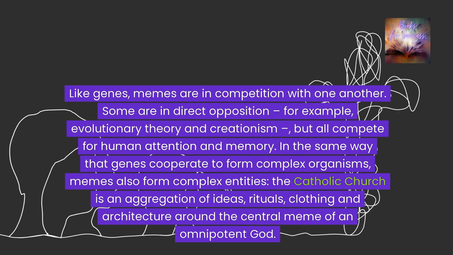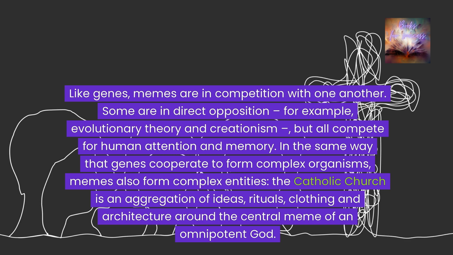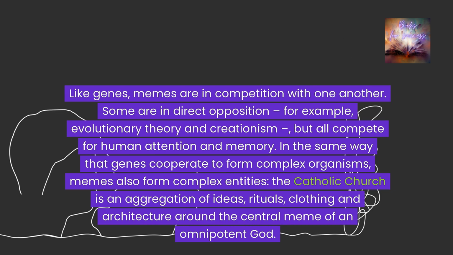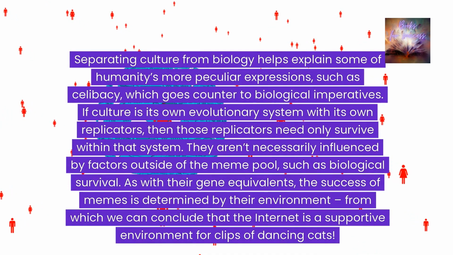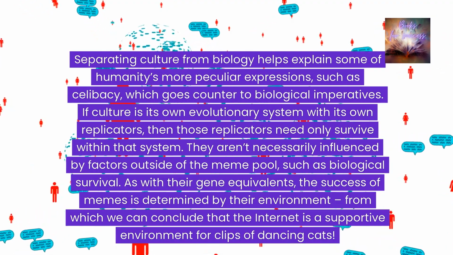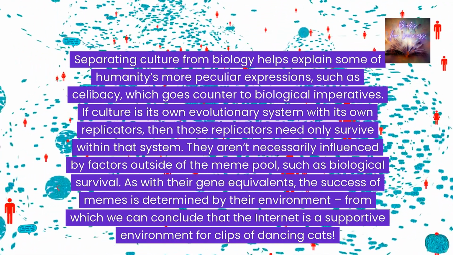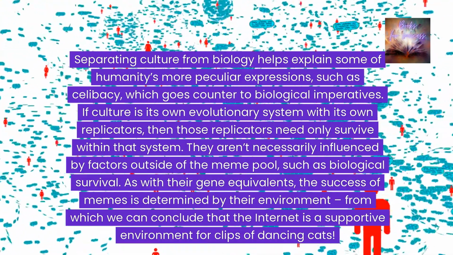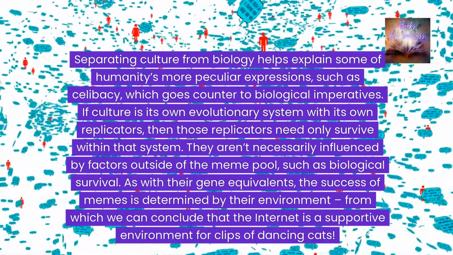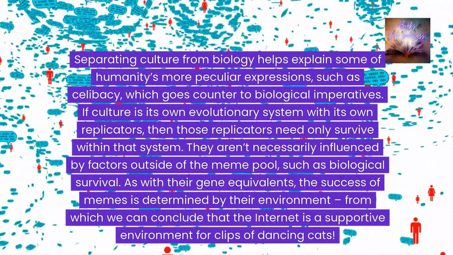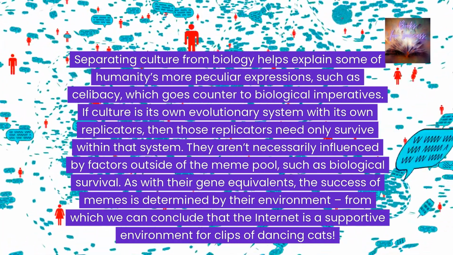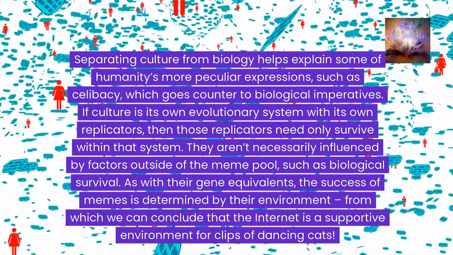In the same way that genes cooperate to form complex organisms, memes also form complex entities. The Catholic Church is an aggregation of ideas, rituals, clothing and architecture around the central meme of an omnipotent God. Separating culture from biology helps explain some of humanity's more peculiar expressions, such as celibacy, which goes counter to biological imperatives. If culture is its own evolutionary system with its own replicators, then those replicators need only survive within that system. They aren't necessarily influenced by factors outside of the meme pool, such as biological survival.